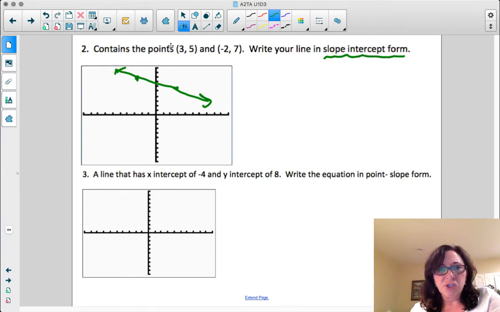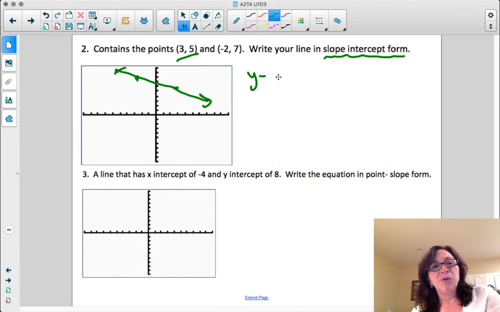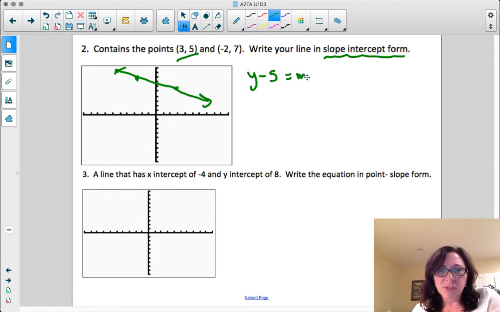So I'm just going to choose a point. I'm going to choose 3, 5. It doesn't matter which one you choose. You're going to get the same answer. So if I do that, I put it in point slope form. Anytime they give you a point, put it in point slope form. So we have y minus 5 equals my slope, which I don't know what that is yet, times x minus 3. Remember, here's your x1 coordinate and here's your y1 coordinate.